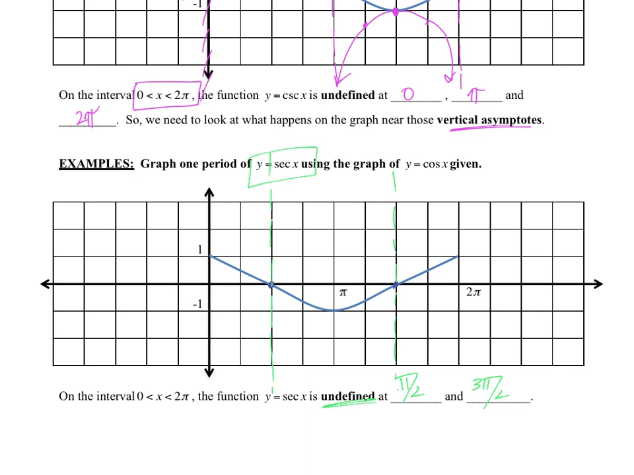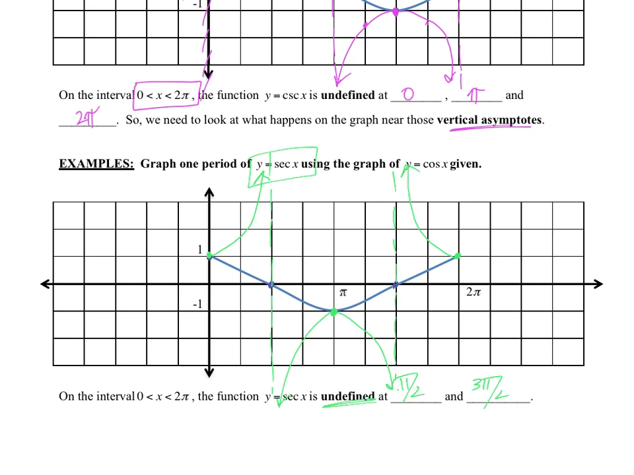And other than that, this is a very similar graph. So cosine at 0 is 1, so the reciprocal of that is also 1. And you can imagine it's a similar situation at pi over 4. Really, I end up getting a parabola in between my two asymptotes, and on the ends I get sort of half parabolas. And that's what the parent graph looks like for secant.